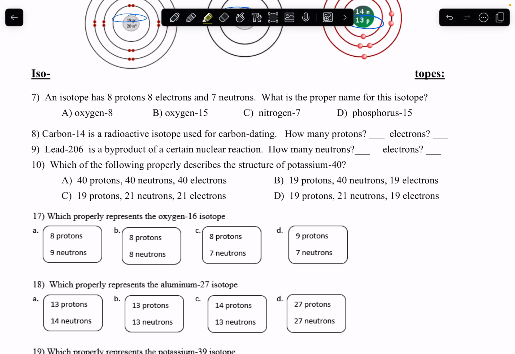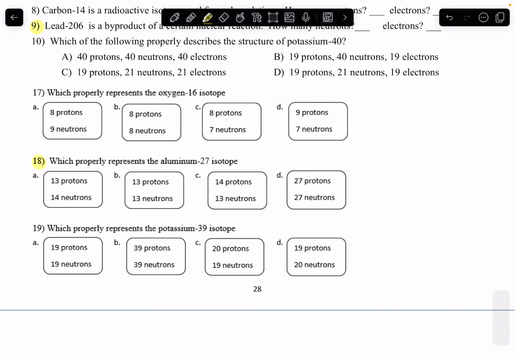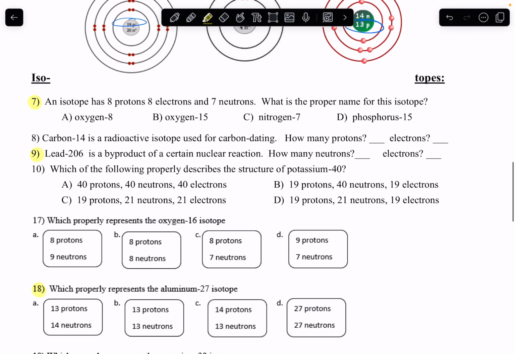All right, down here, let's play with some isotopes. I'm going to do 7, 9, and 18. How about that? That sounds great. All right, number 7. An isotope has 8 protons, 8 electrons, and 7 neutrons. What is the proper name for this isotope?